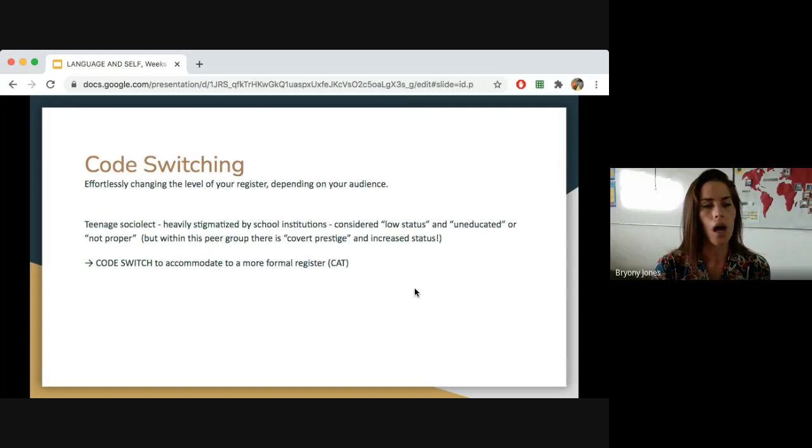An interesting idea, teenage sociolect, it's stigmatized by school institutions. What do I mean by that?